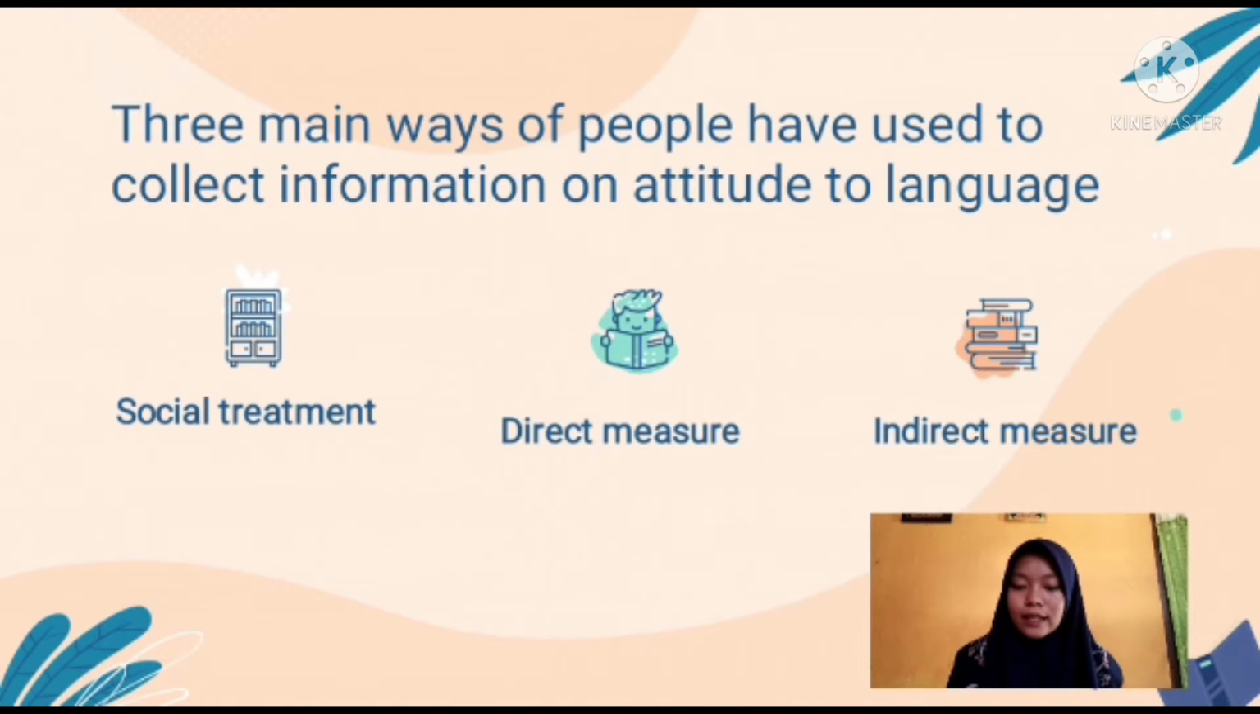Okay, the next is three main ways people have used to collect information on attitudes to language. There are social treatment, direct measures, and indirect measures. The social treatment in sociolinguistics can uncover attitudes by observing the way language is used in the public domain.